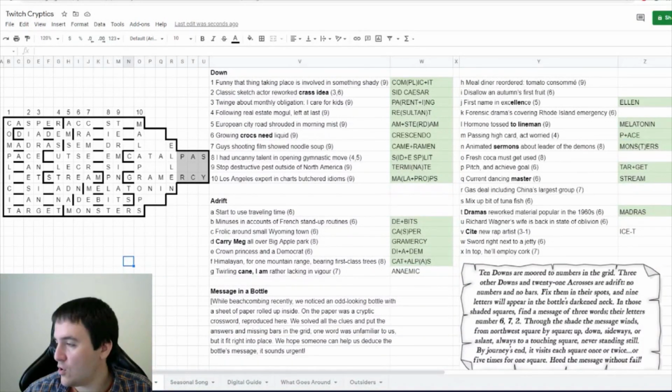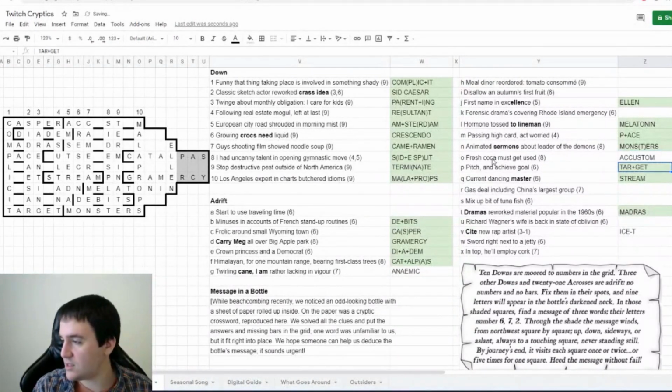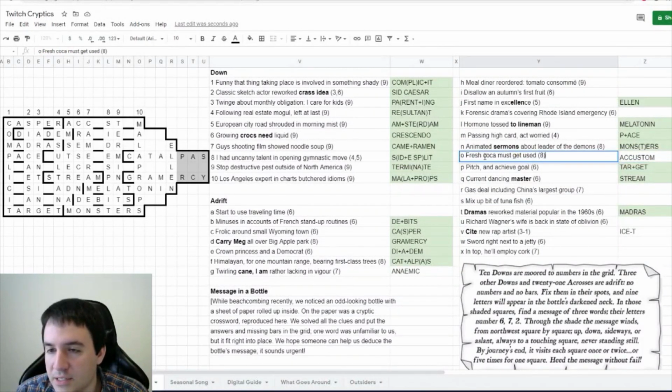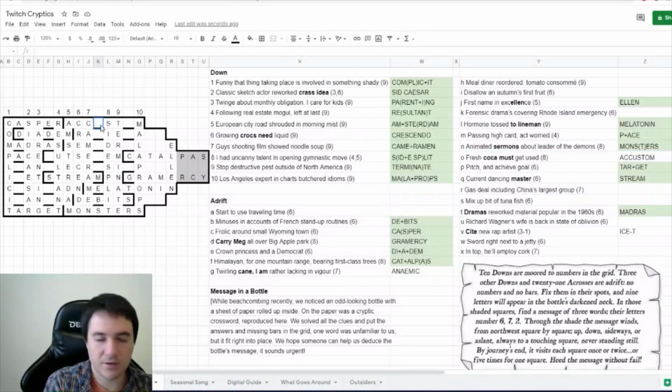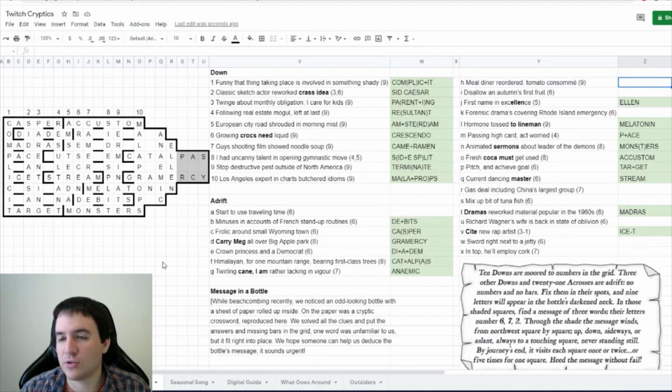Okay, the rammer got O is a custom. Let's take a look at O. Fresh coca must get used. I think this is an anagram. Oh, it's coca must. And it's get used. So like get used to something. So where does a custom go? Up here.